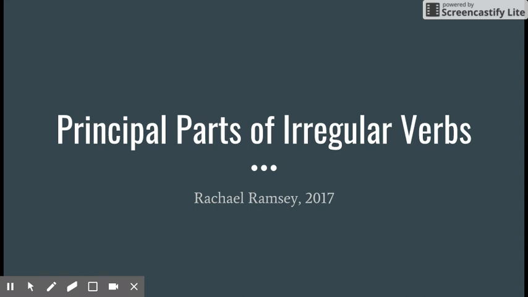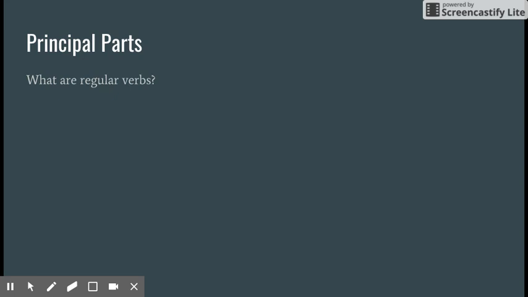We already spoke about principal parts of regular verbs, so this is just a little variation on the previous topic where we're going to focus on the principal parts of irregular verbs. So, what are regular verbs?